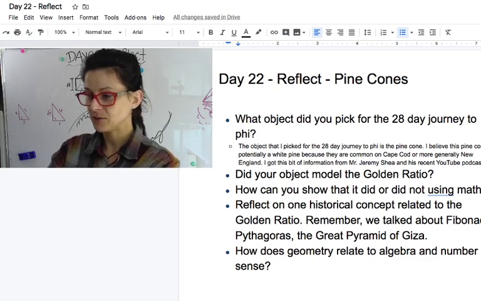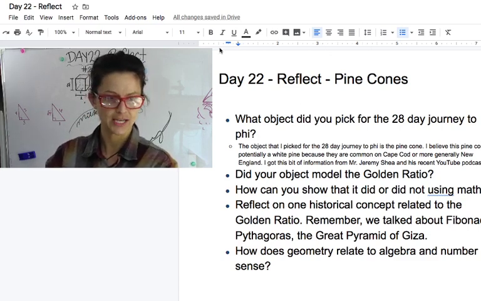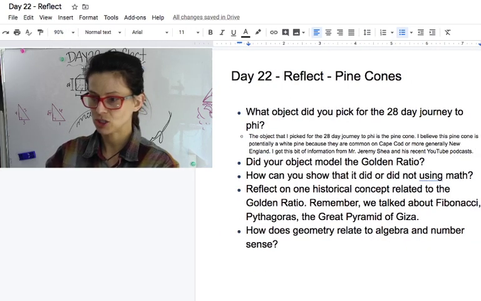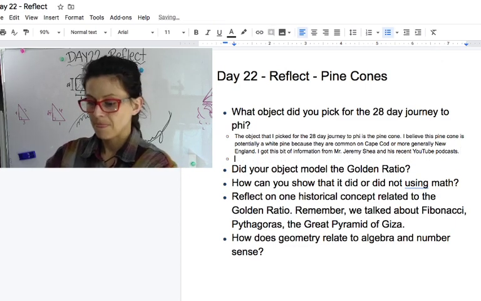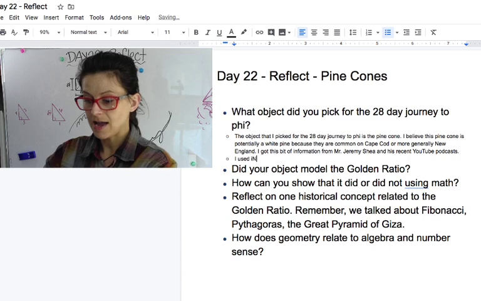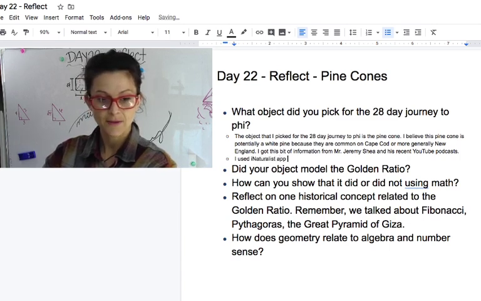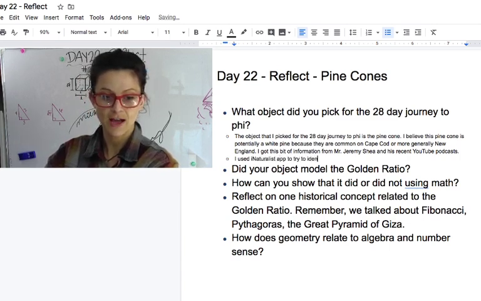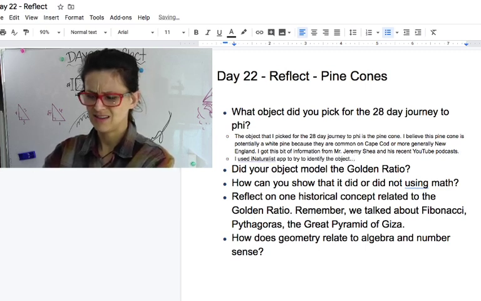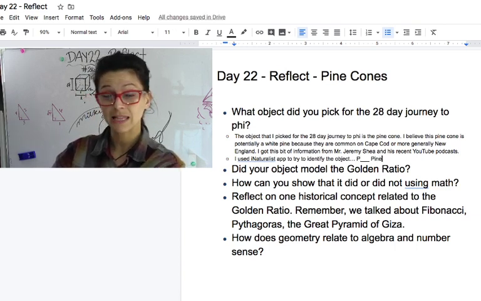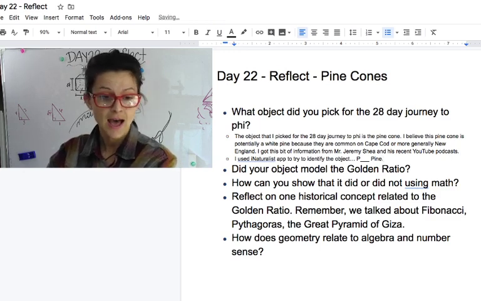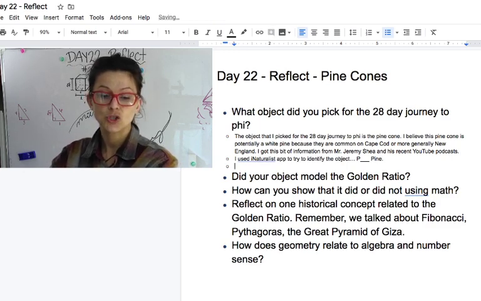But continuing on, I just noticed that you all can't perfectly see my text, so let me adjust. There we go. Okay, so I used the iNaturalist app to try to identify the object, and it said something, some P name, pine, I'm not sure, I don't recall that completely, I'll have to go back into my notes. What object did you pick for the 28-day journey to Phi?